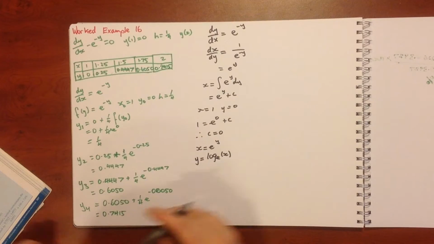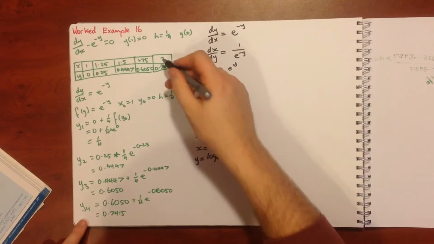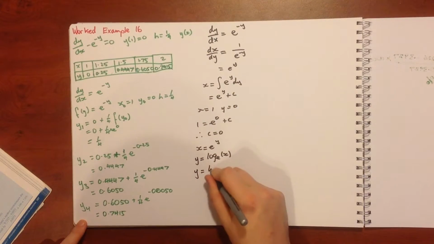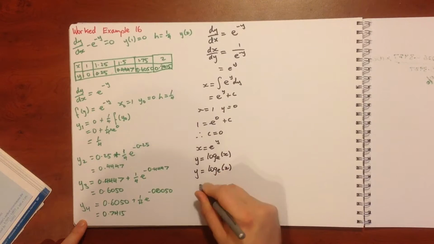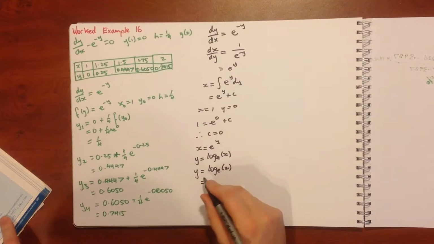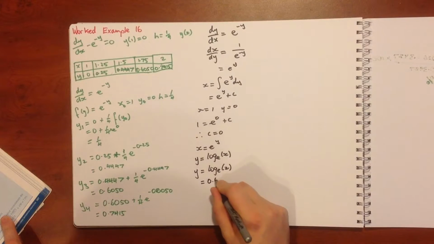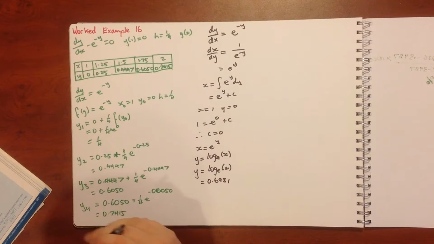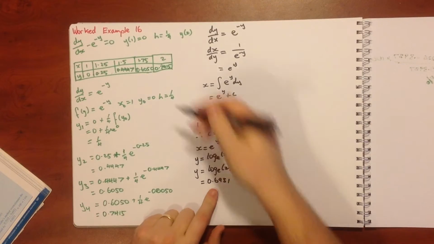Okay, if we need to sub in our 2, so we get y equals log to the base e of 2, right, which is going to equal 0.6931.